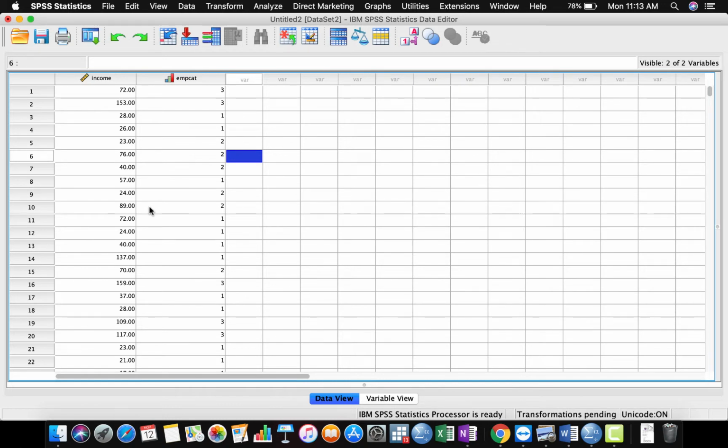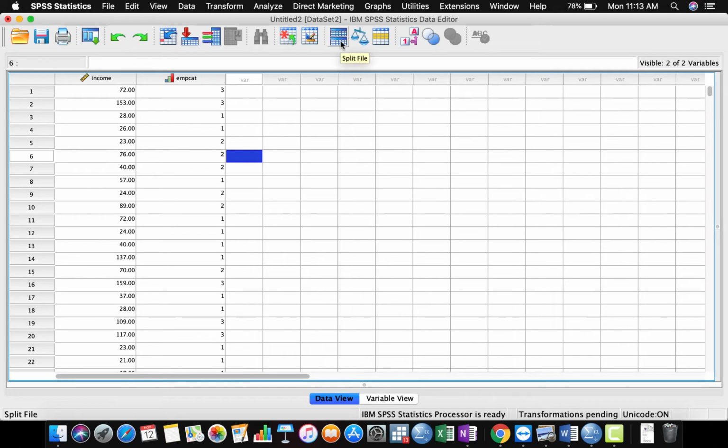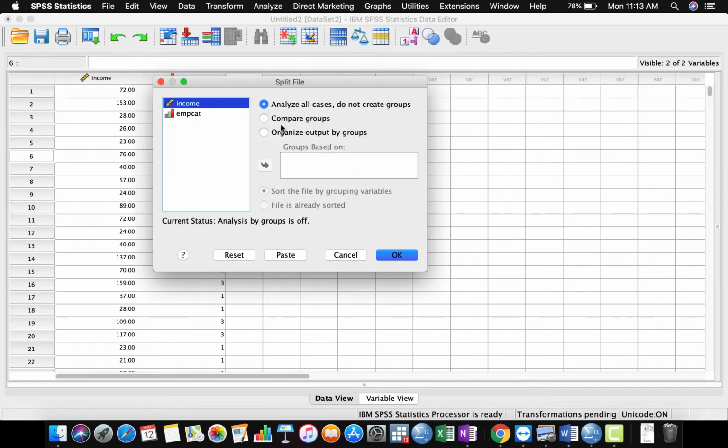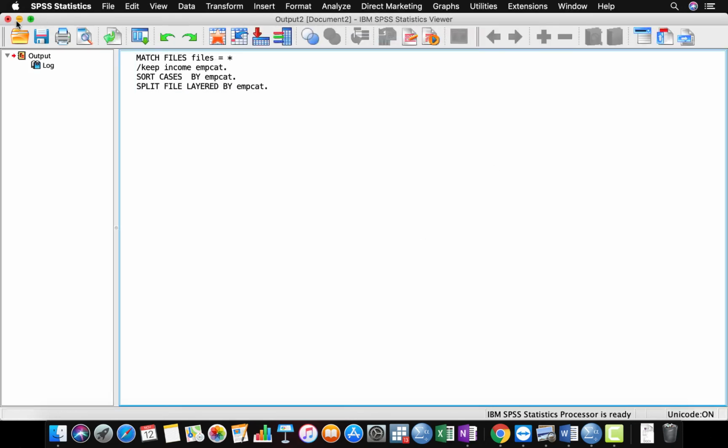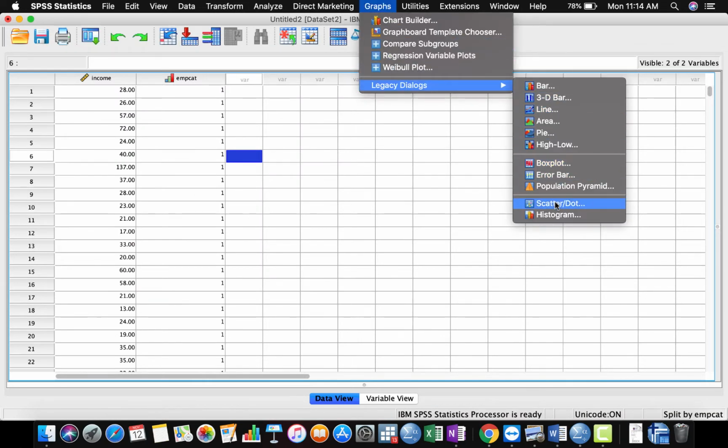that for each group there should be a normal distribution. So how do we do that? We're going to split the file and compare groups by employment category. I repeat: split the file, choose this button, compare groups, and put employment category as the grouping variable. Click OK. Next, we're going to construct a box plot for each group.